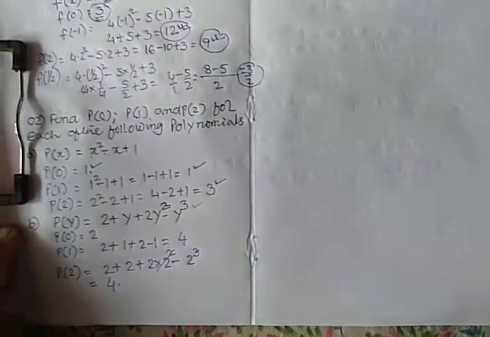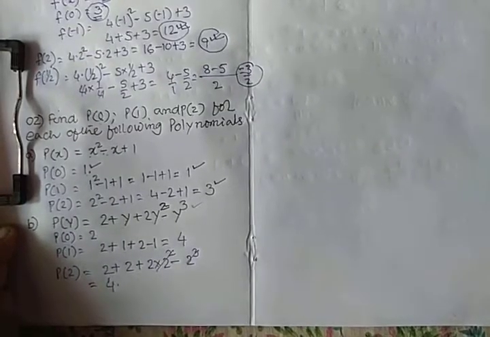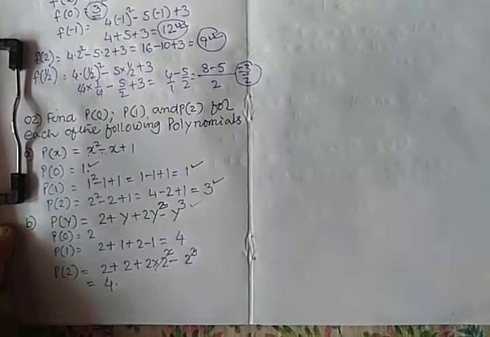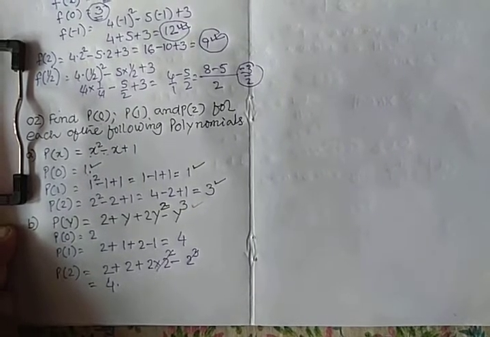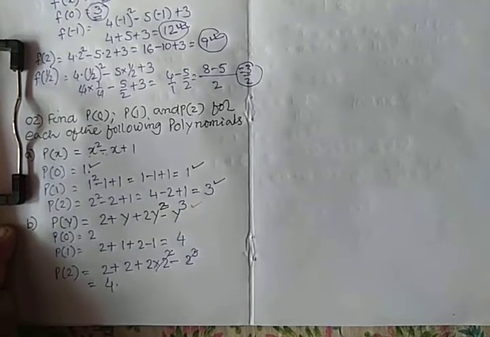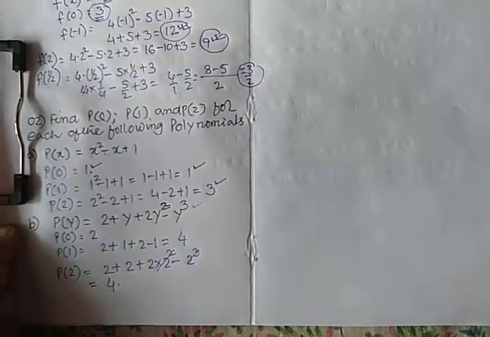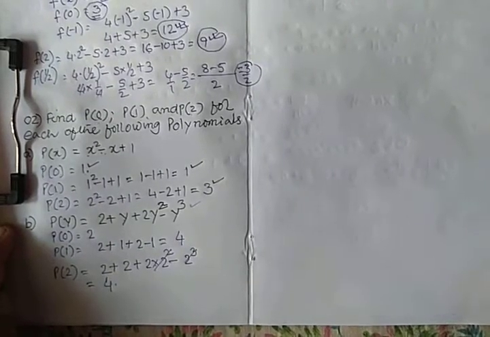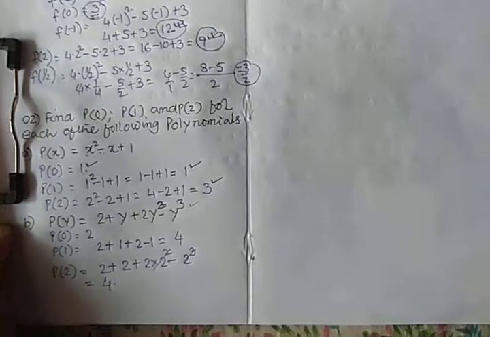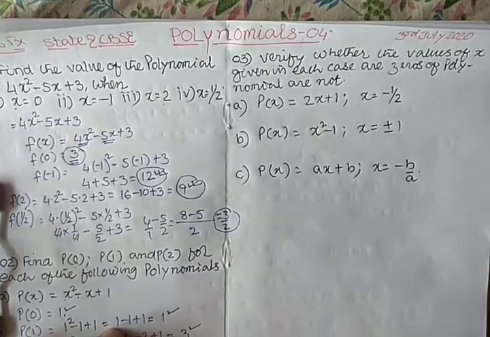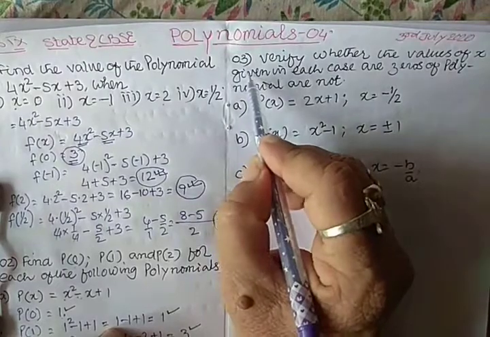I think you understood how to find the value of a polynomial at 3 different values, when the value of that variable is given. Now, this is your third sum.